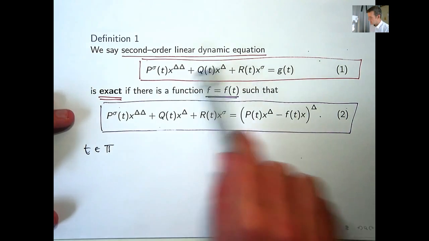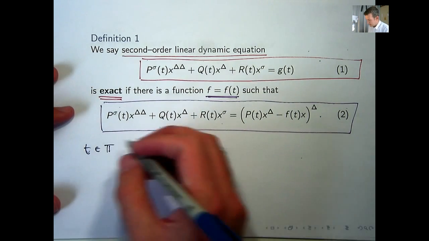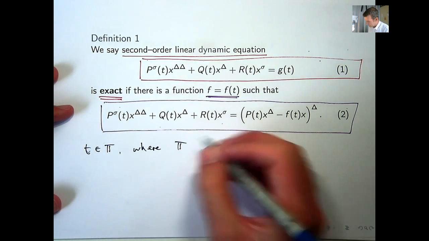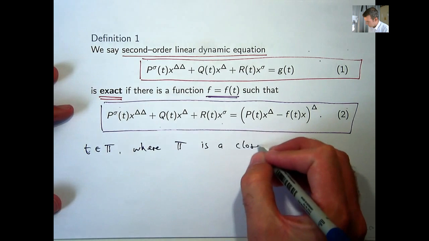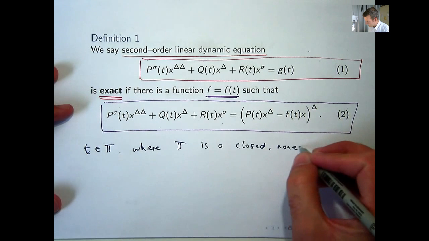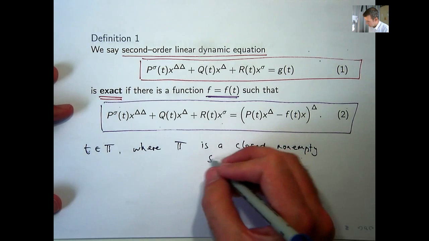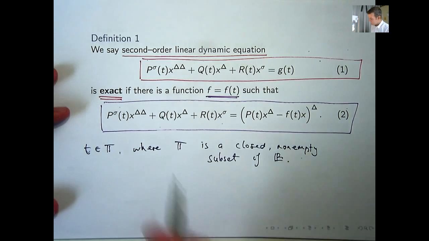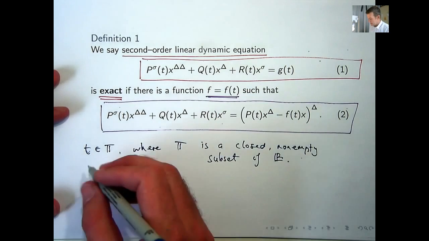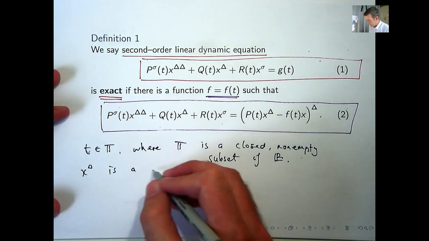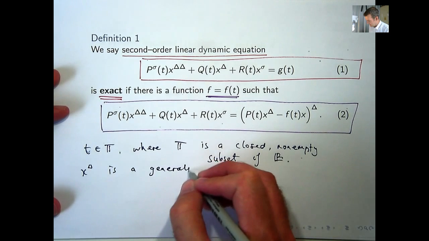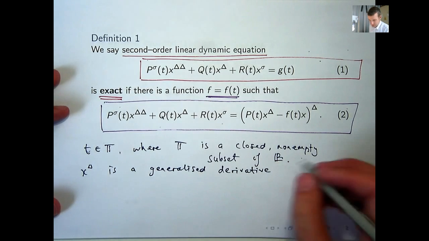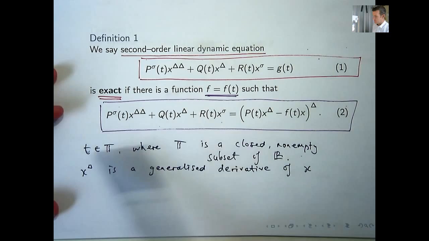I guess the domain of these functions and the unknown solution is a timescale, which you write like that, where the set T is a closed non-empty subset of the real line. Okay, and the x delta is a generalized derivative of a function x, which is defined on this timescale.